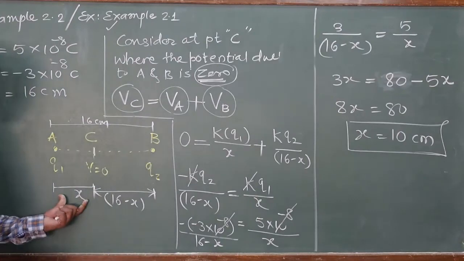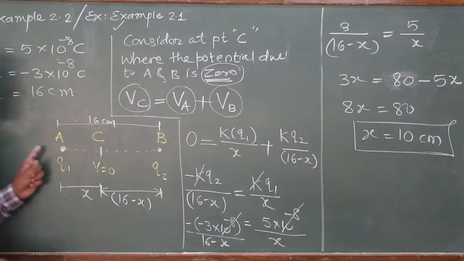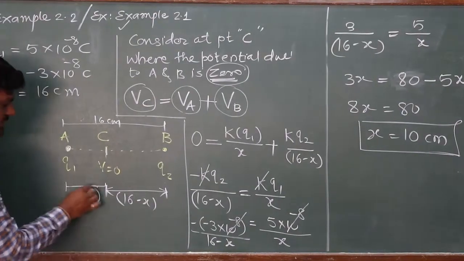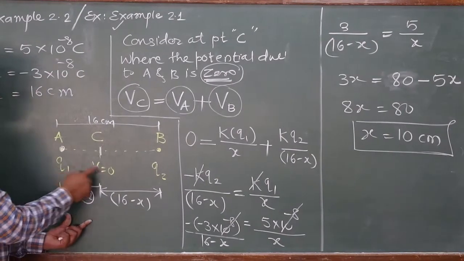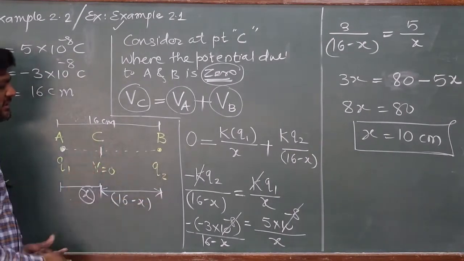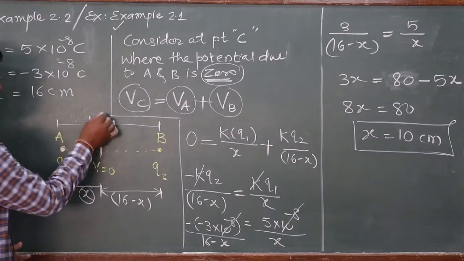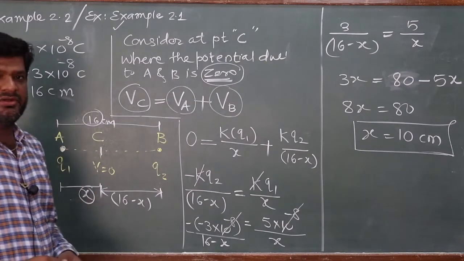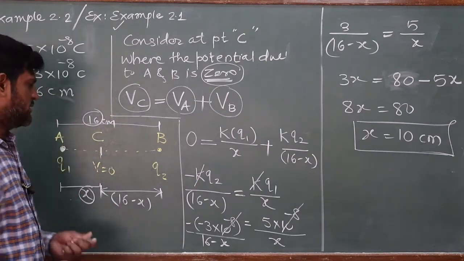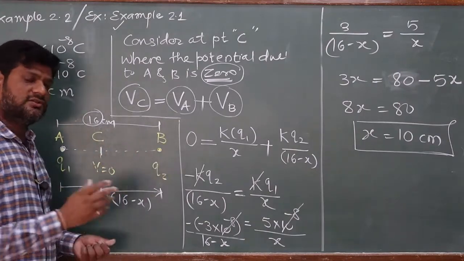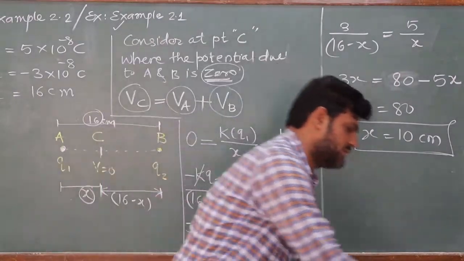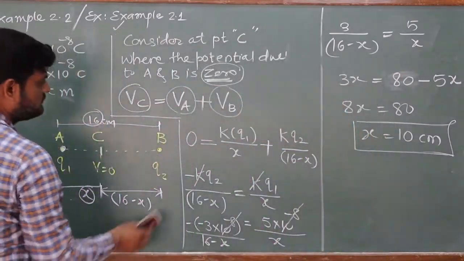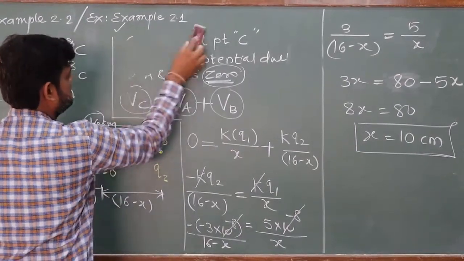So the value of x is 10 centimeter, means at 10 centimeter from the Q1 charge. X equal to 10 from the Q1. So obviously we can write 6 centimeter from the B, because the total distance is 16 centimeter. We can find another charge. Suppose near the B point also we can take a potential 0. So solving for that, see, erasing this.